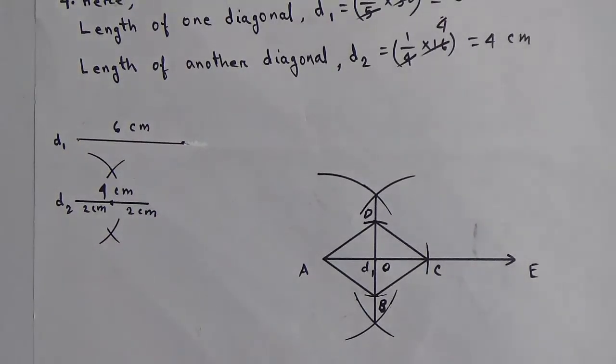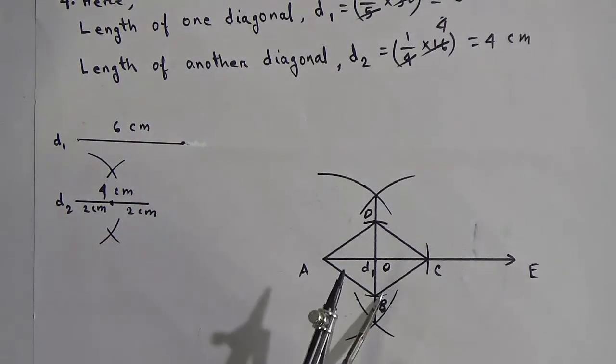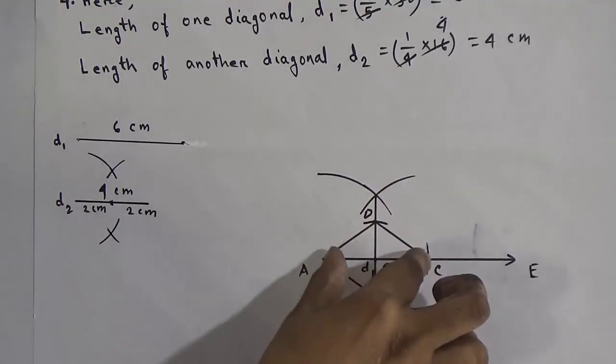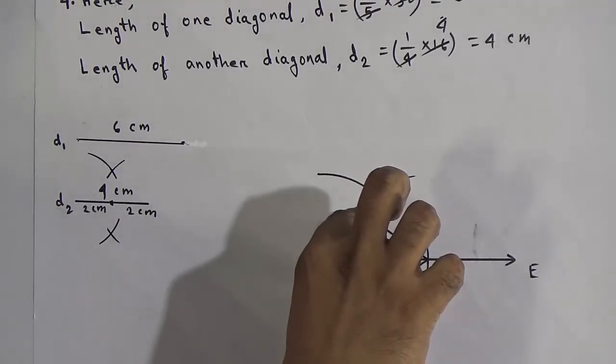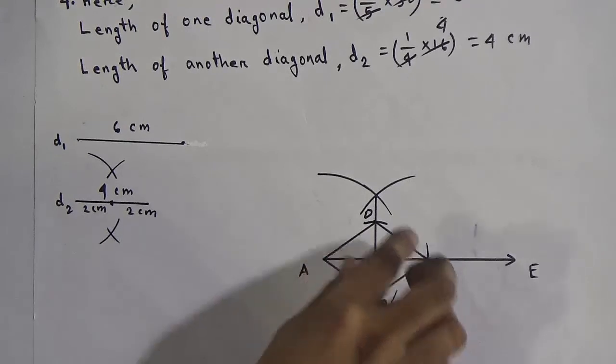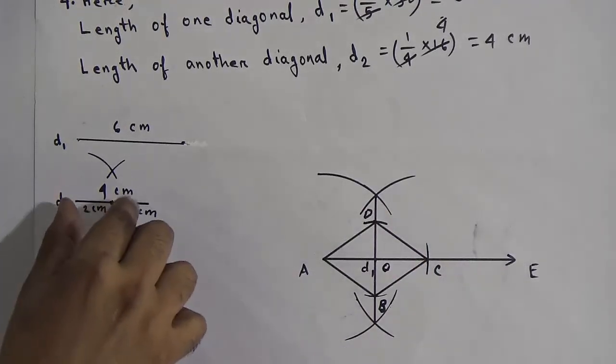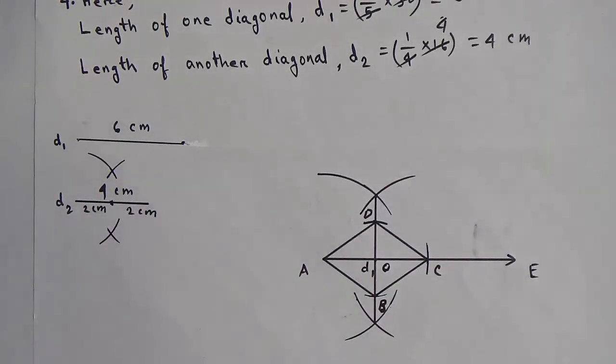Okay, dear students, now ABCD is our required quadrilateral, in which one diagonal D1 equal to AC equal to 6 cm and another diagonal D2 equal to BD equal to 4 cm. Dear students, I hope you have understood. You have to write the description in this number 4 question, because in the question it is said that construction and description of the construction are must.